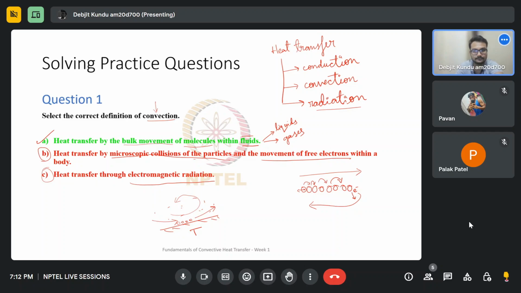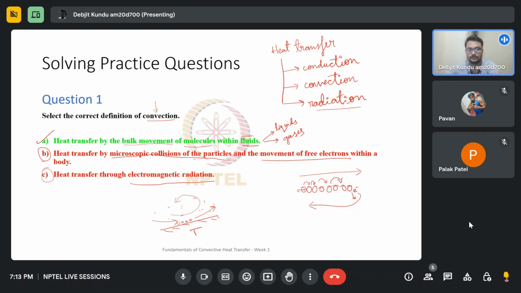So that is the heat transfer due to the bulk movement of molecules within fluids. I hope that's clear. Any questions so far? Any remarks that you would like to make? No. Okay. So it's a very simple one.